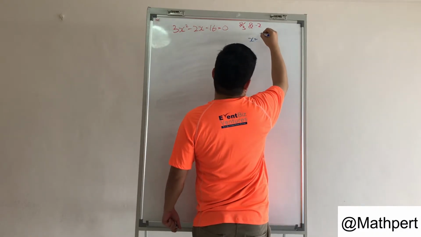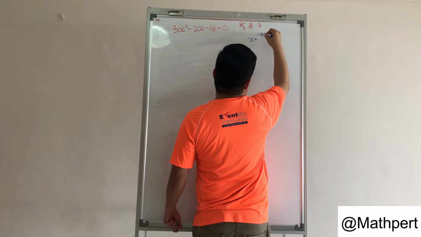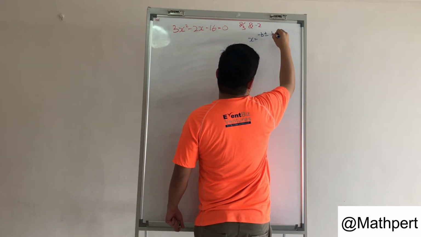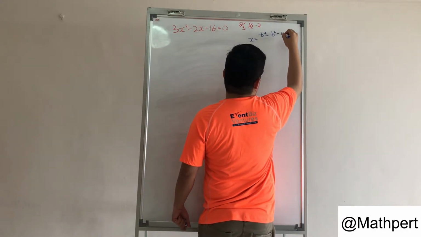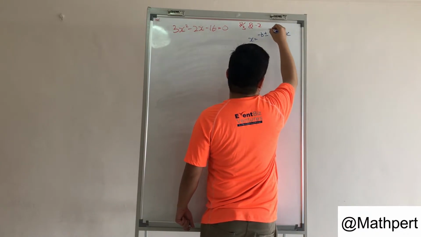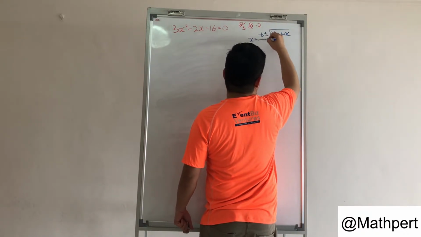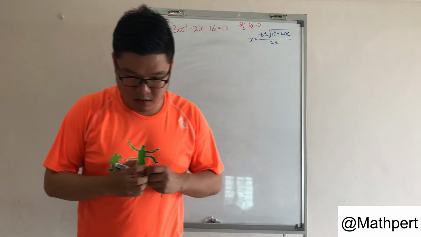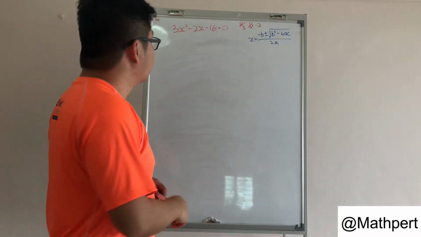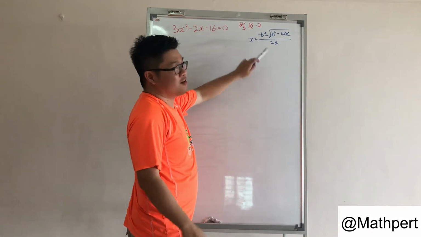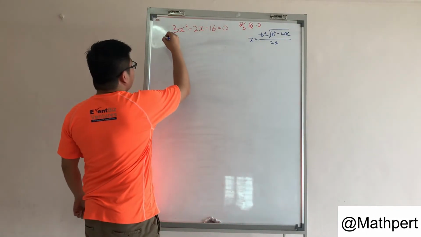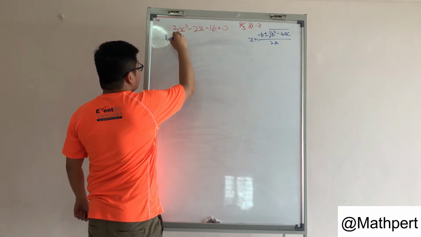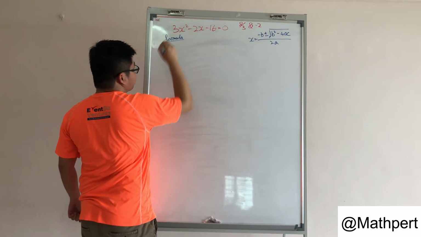x equals negative b plus minus the square root of b squared minus 4ac, the whole thing divided by 2a. Okay, so this is the formula method.